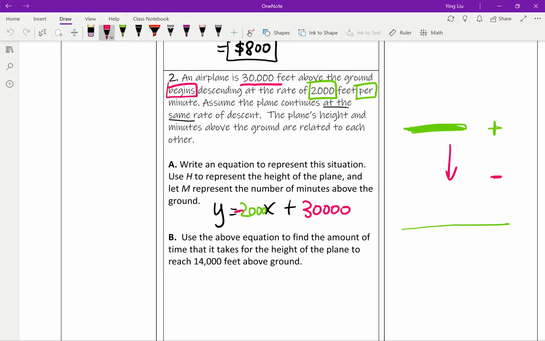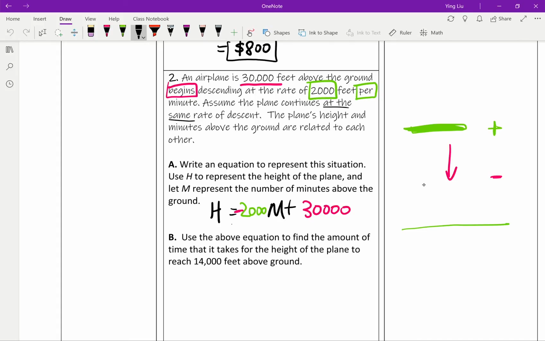So let's check our story. I forgot to use a different variable to represent these. It says use h to represent the height, so let's use h to represent the height. And then we're going to use m to represent the number of minutes above the ground. Okay, so we're saying that the height of the plane is starting at 30,000 but drops 2,000 per minute. That fits our story. So that's how we know the equation works.